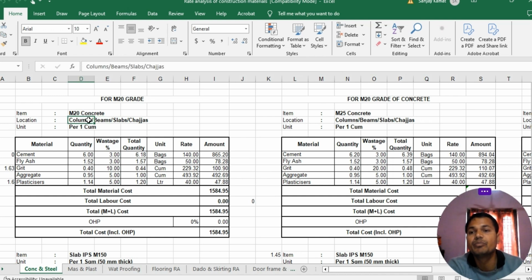For the preparation of the columns, what materials we require, which materials, and how to prepare, all those amounts we are going to calculate.